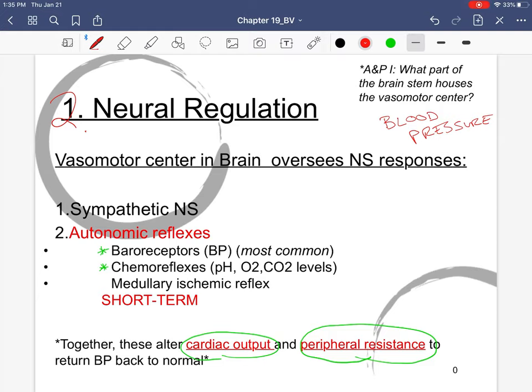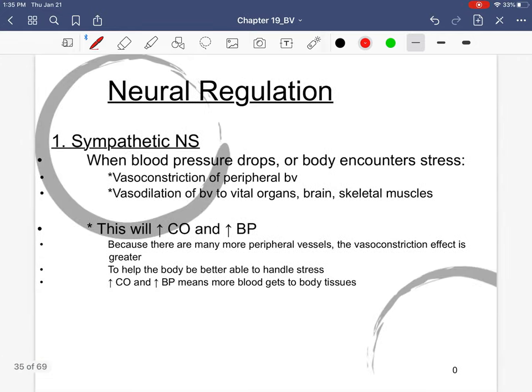In a separate file in your brain, we're going to talk about another way we can regulate, but this time we're talking about the autonomic reflexes of the nervous system helping to regulate blood pressure. So here we're talking about how the autonomic nervous system can help to regulate blood pressure. And we're going to go back to our blood pressure equation. Do you remember? Blood pressure is equal to cardiac output times peripheral resistance. So in these reflexes, it's a negative feedback loop to maintain blood pressure by altering either cardiac output and or peripheral resistance. These are, of course, short term.